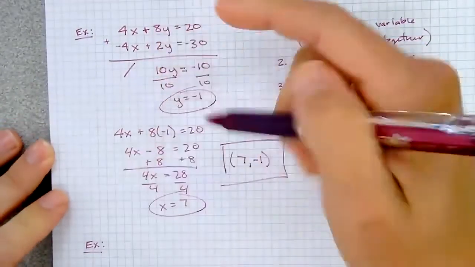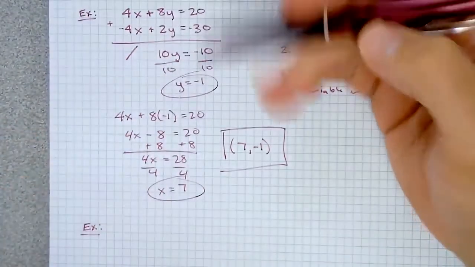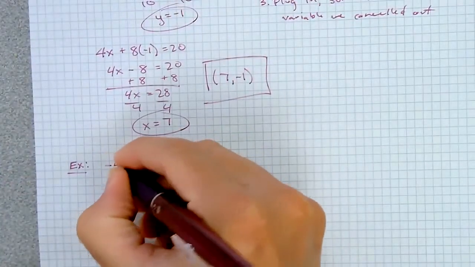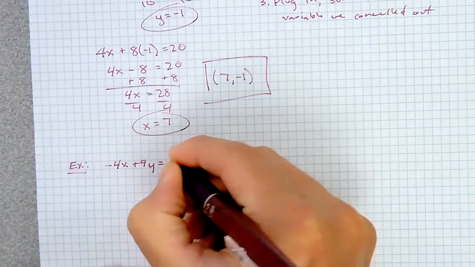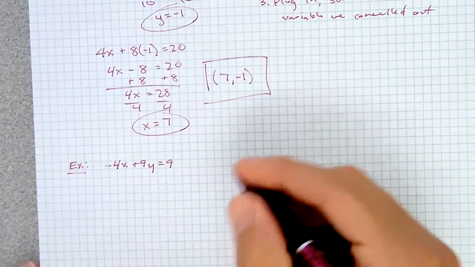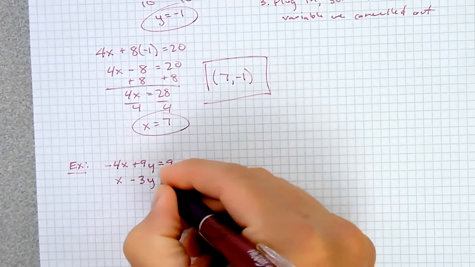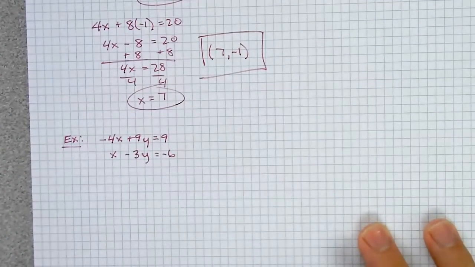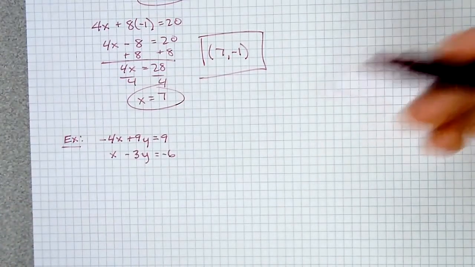This is pretty easy, right? Because we should be able to see the 4x and the negative 4x and know that they're just going to cancel out. It's not always going to be that easy. So if we had something that looked like this, negative 4x plus 9y equals 9, and then x minus 3y equals negative 6. If I tried to just combine them right now, nothing would cancel out. So that'd be an issue.